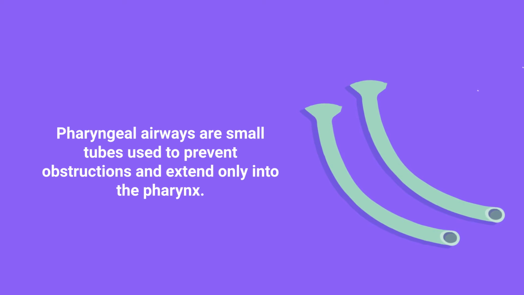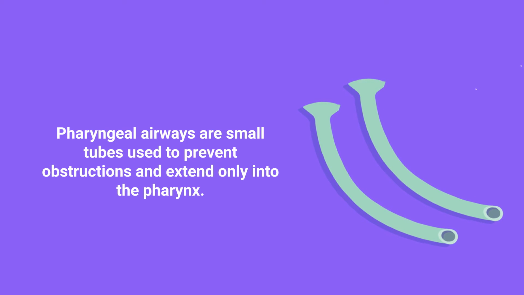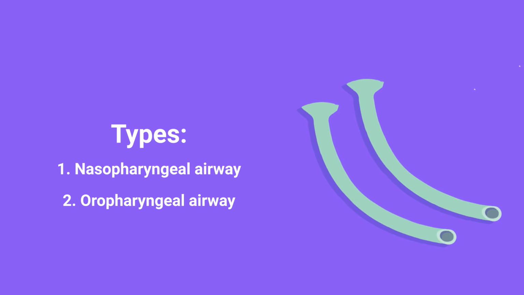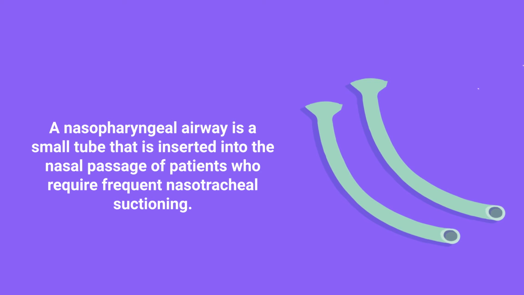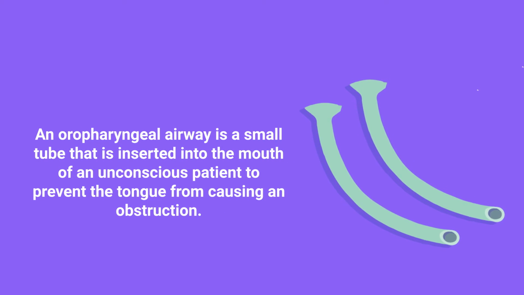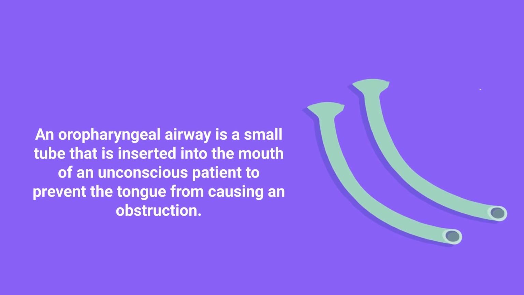And then we have pharyngeal airways, which are small tubes used to prevent obstructions, and they extend only into the patient's pharynx. There are two types to be familiar with: nasopharyngeal and oropharyngeal airways. A nasopharyngeal airway is a small tube that is inserted into the nasal passage of patients who require frequent nasotracheal suction. An oropharyngeal airway is a small tube that is inserted into the mouth of an unconscious patient to prevent the tongue from causing an obstruction.